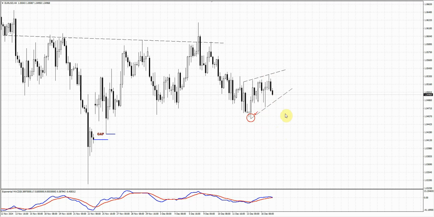But one thing that I would like to say is that currently, personally for me, the euro currency doesn't look really attractive for considering any longs.